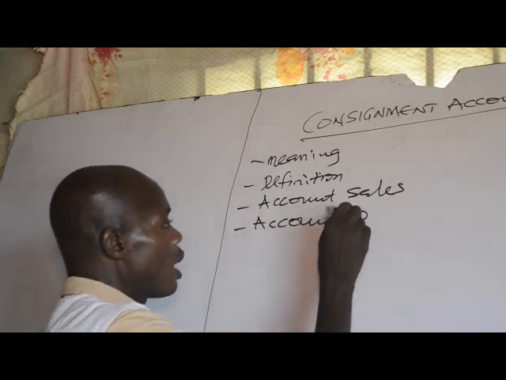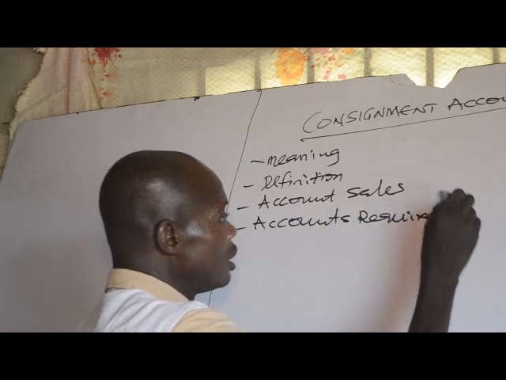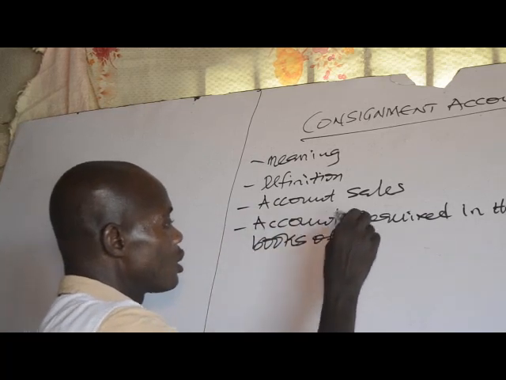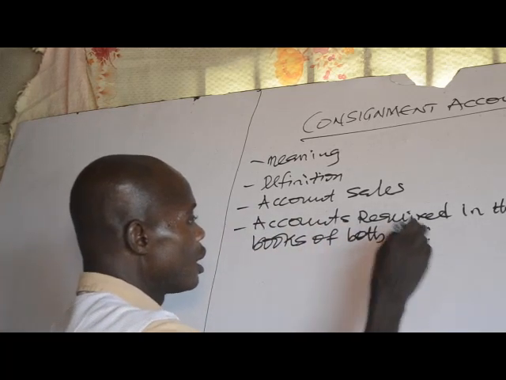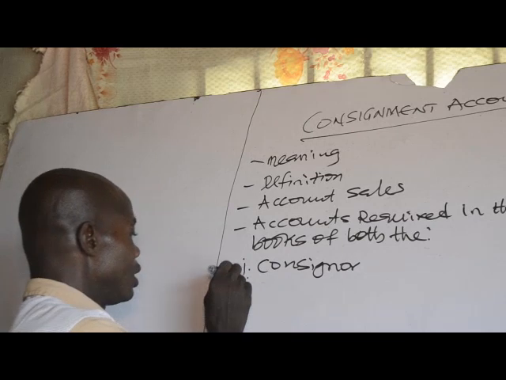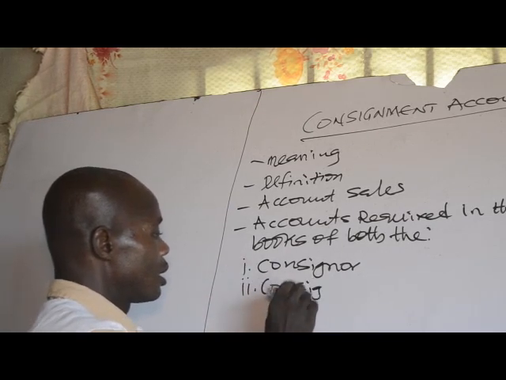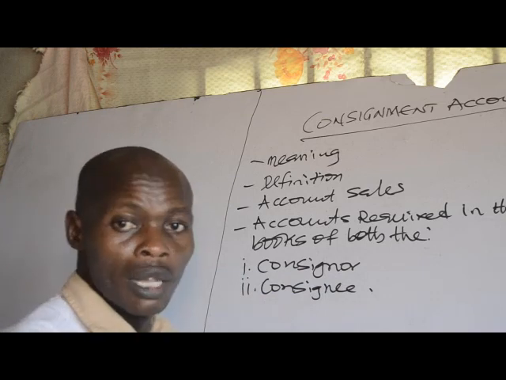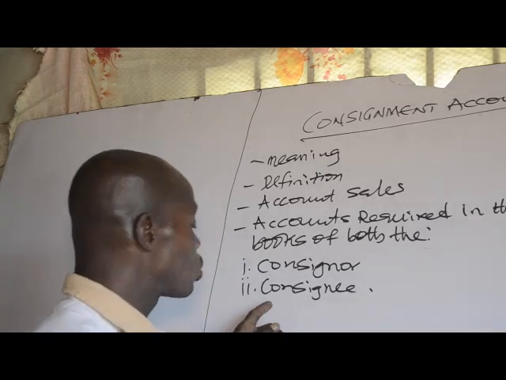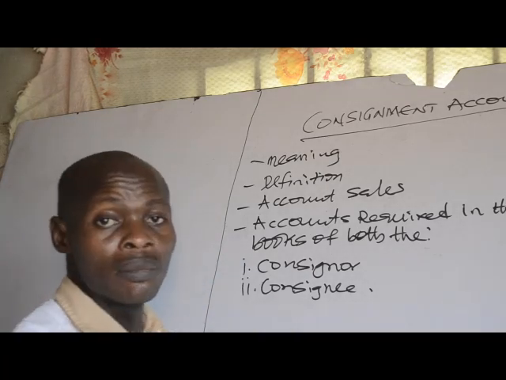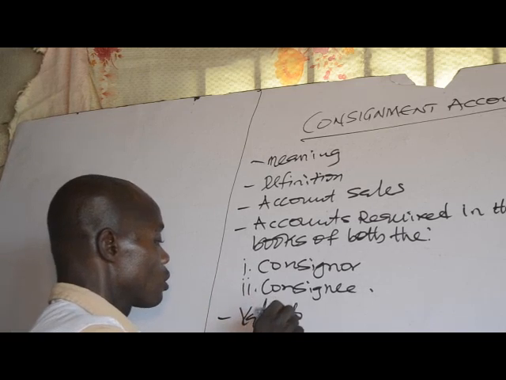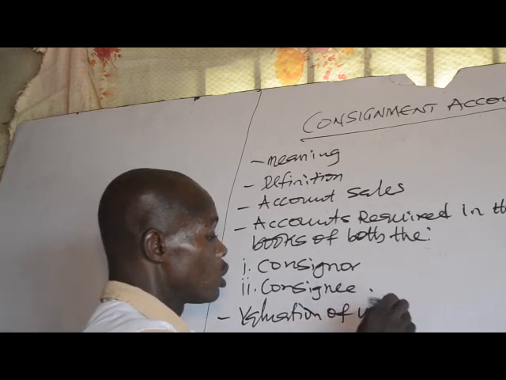Accounts required in the books of both the consignor and the consignee. The accounts required in the books of the consignor and the consignee. I will as well examine how to determine the value of unsold stocks. Valuation of unsold stocks.